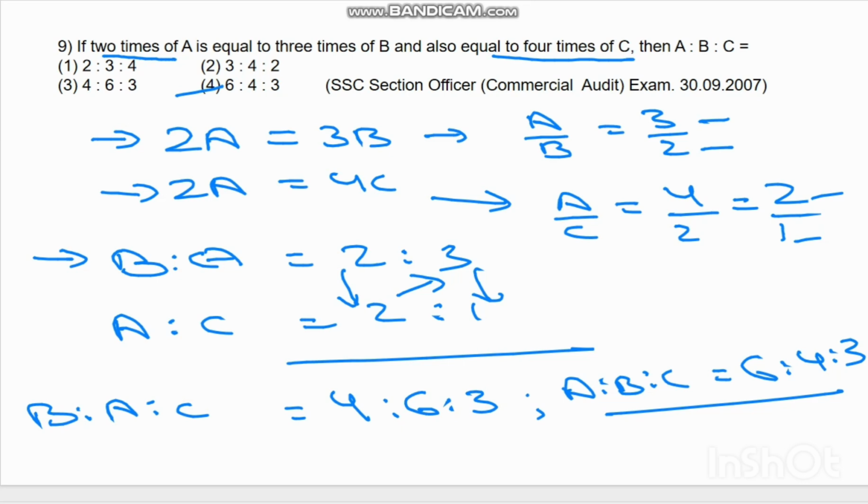Guys, there is no confusion because if we write A here, then there will be a wrong answer because there are two A's which are not common. So I have just reversed the values in a different way and you got BAC. But in question they asked that ABC. That's why I have taken A here and B here. So the answer is 6 is to 4 is to 3.